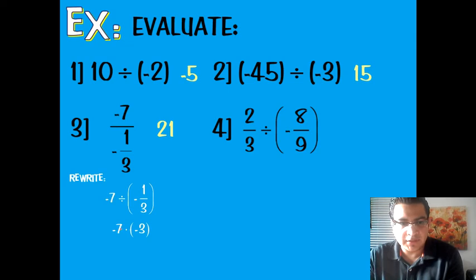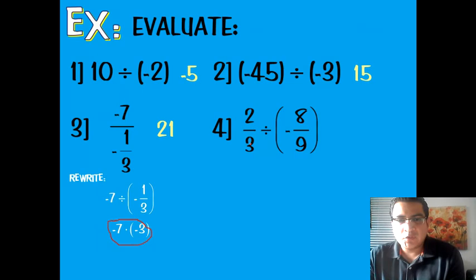So here my answer, I know negative 7 times negative 3 will be positive 21. See how much easier this is to solve than this or than that, right? So rewriting it, of course, is going to help make it easier for us.